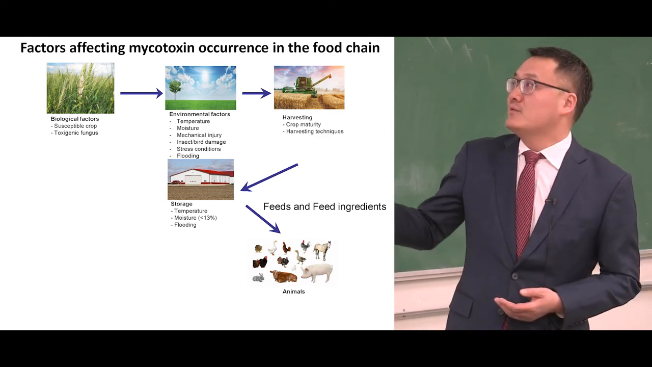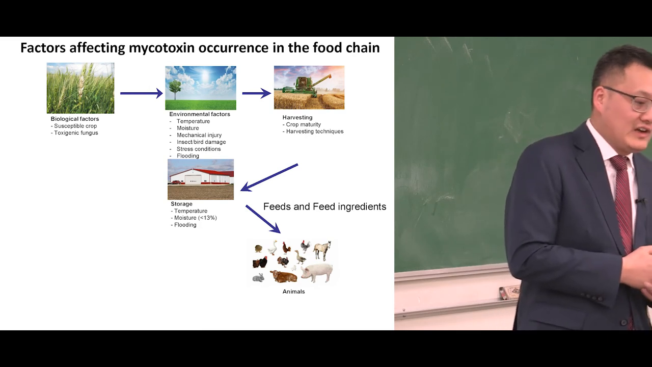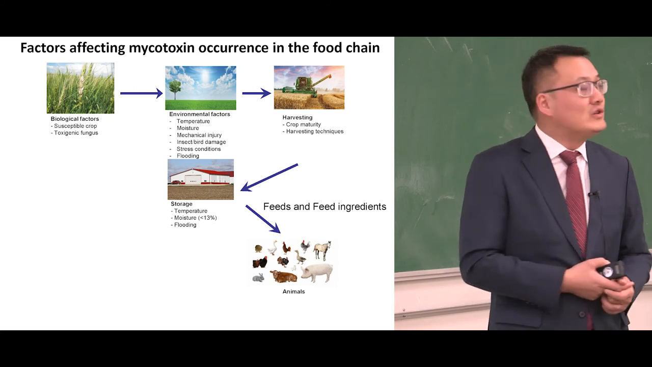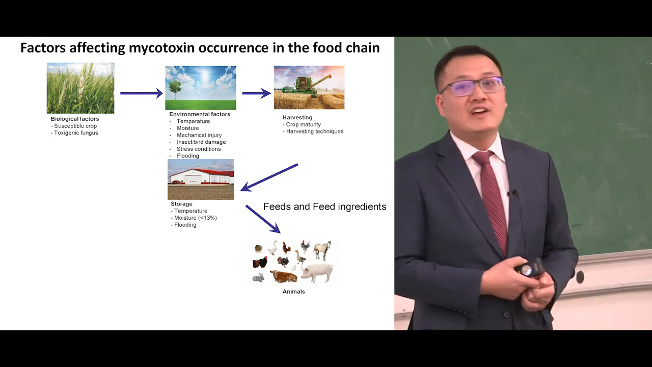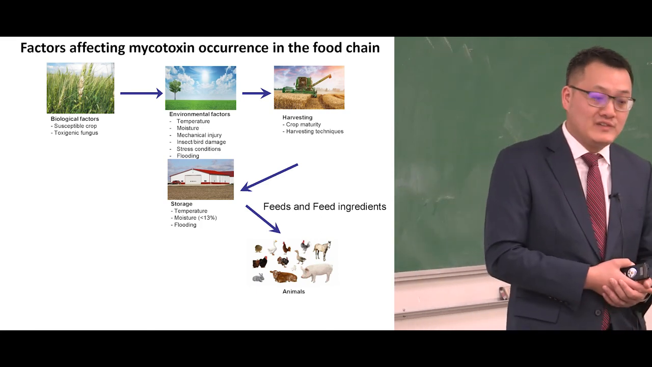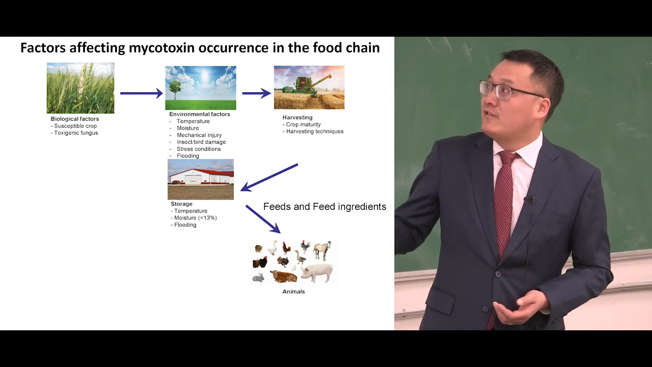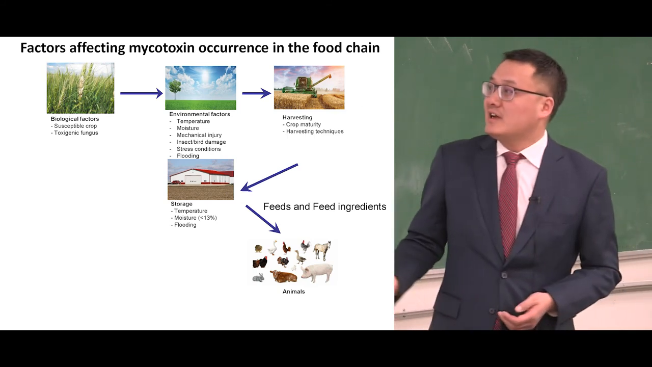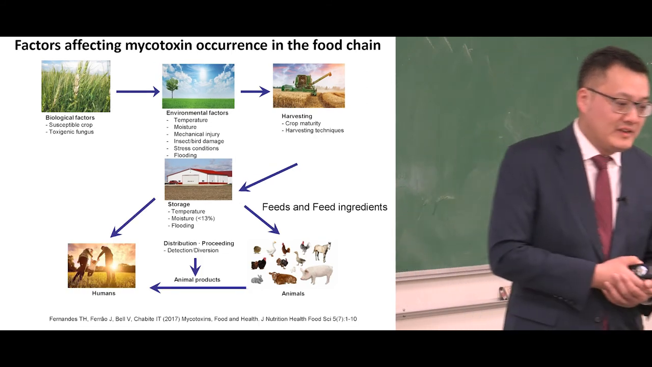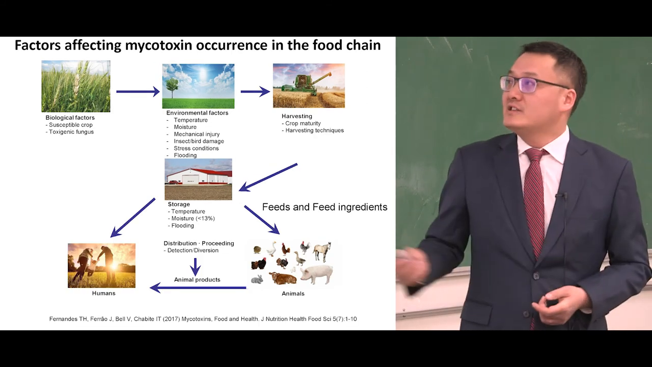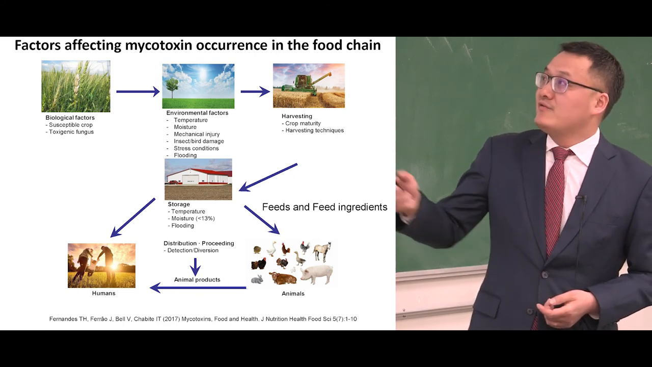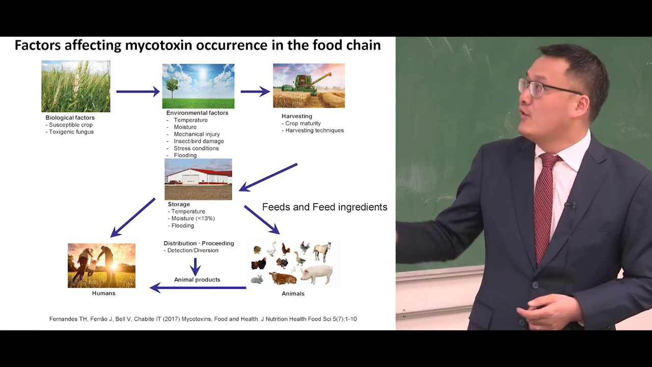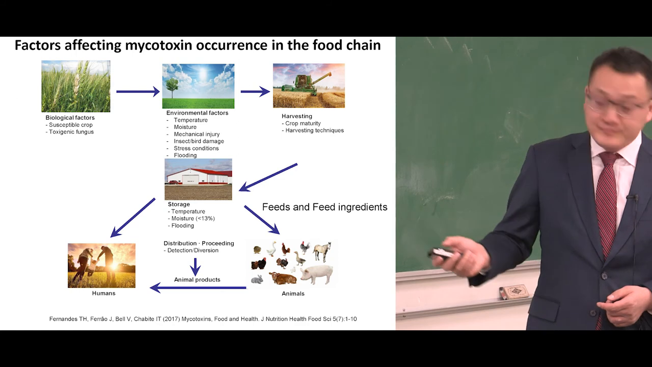This part is actually my research area. I want to check how mycotoxins affect feed utilization efficiency and how to mitigate the adverse effects of mycotoxin contamination in feed and feed ingredients. Today we are focused on feed ingredients. Of course, this mycotoxin contamination can affect animal products and maybe human health, right? This is just to give you a brief idea of how these factors affect mycotoxin occurrence in the food chain. But today we will focus on feed and feed ingredients here.